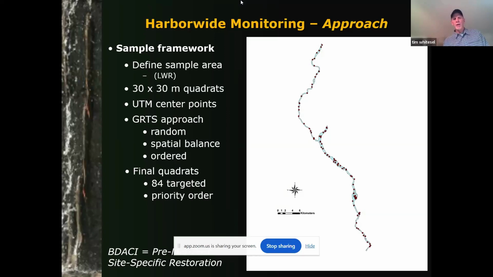A quick note. We are doing what we would refer to as a BACI. That official acronym stands for before, after, control and impact assessment. In this case, it really translates to pre-restoration, during restoration, and post-restoration assessment. And that's the site-specific stuff that's being restored, not in the harbor specifically.